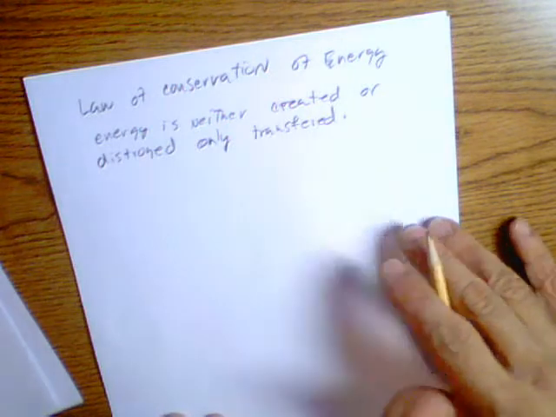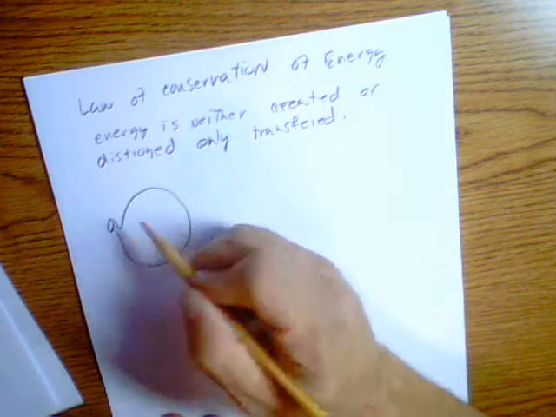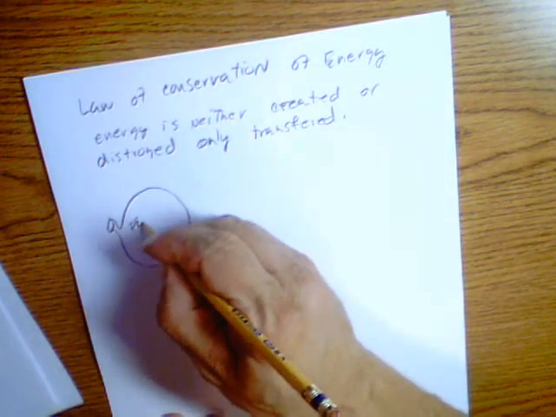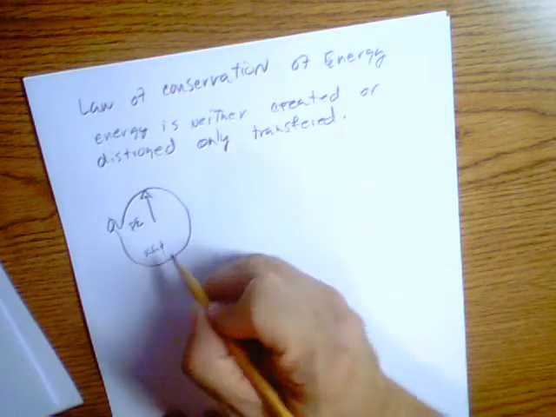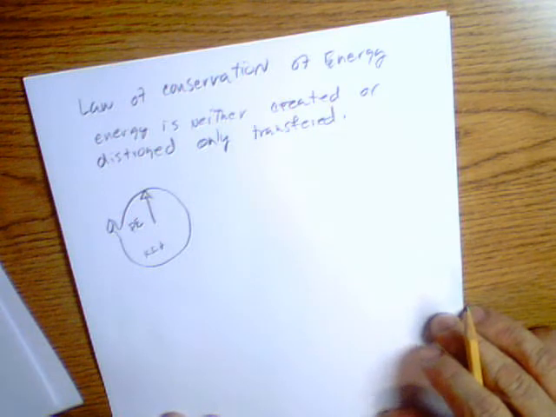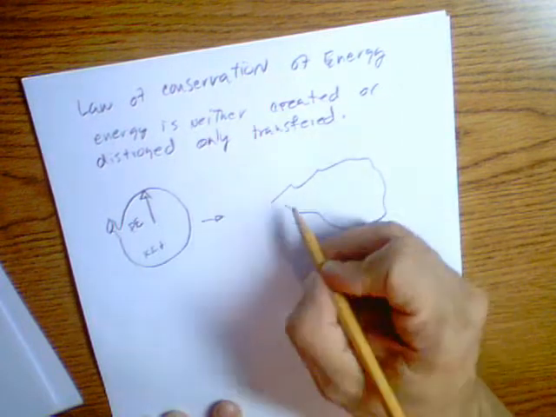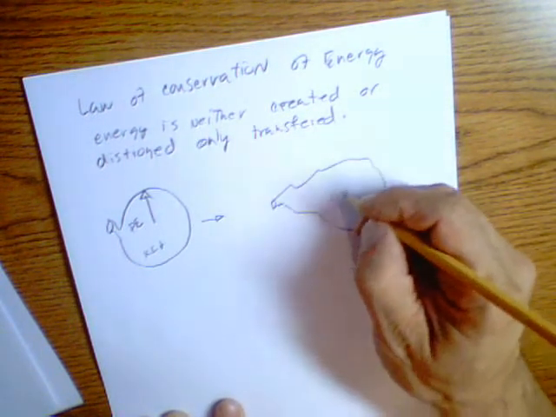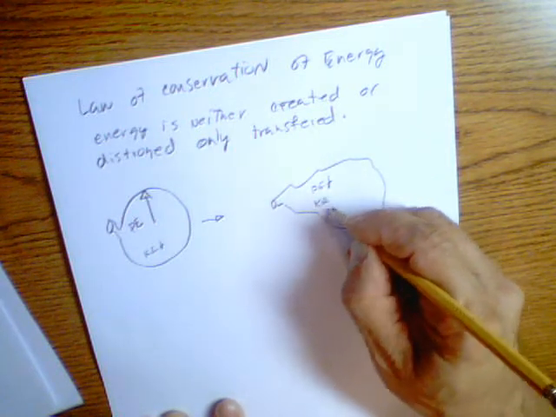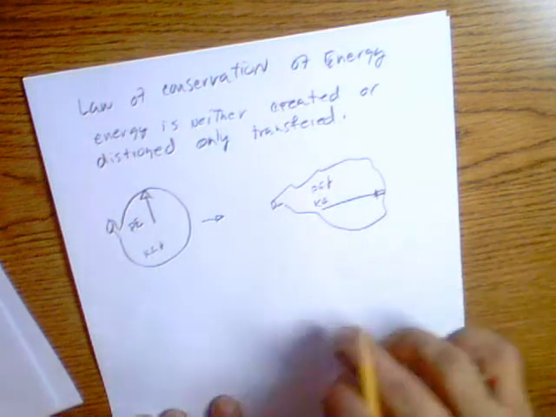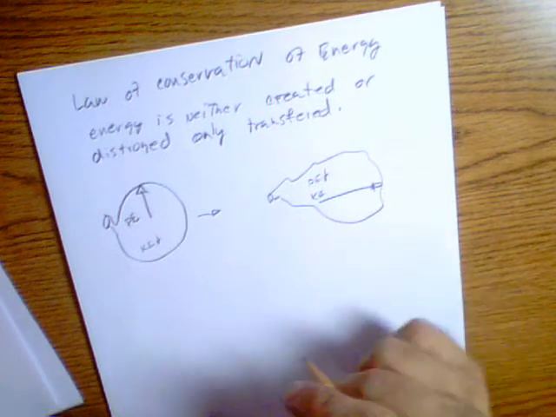So an example might be a balloon with loads and loads of potential energy, but very little kinetic energy because it's not moving. Then you let that balloon go and it starts to deflate. Then you have very little potential energy, but loads of kinetic energy. So the potential energy transferred to kinetic energy once the balloon is released.